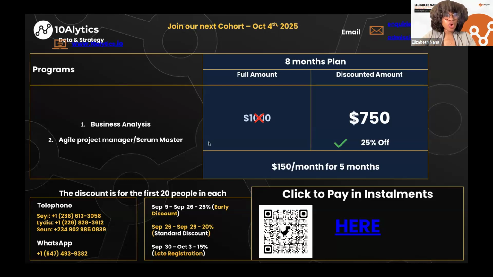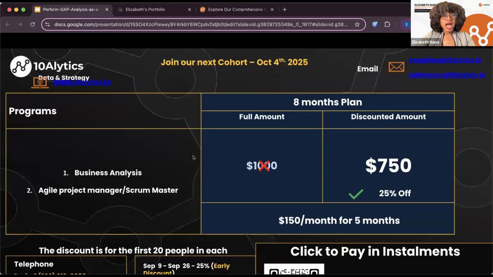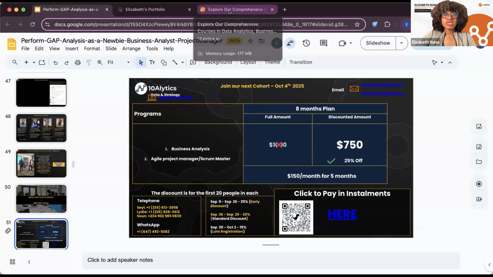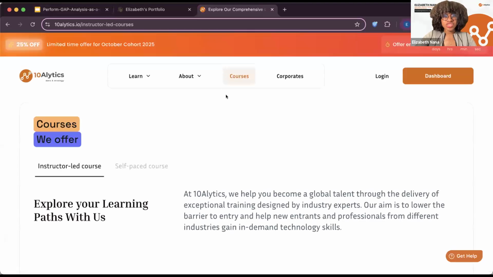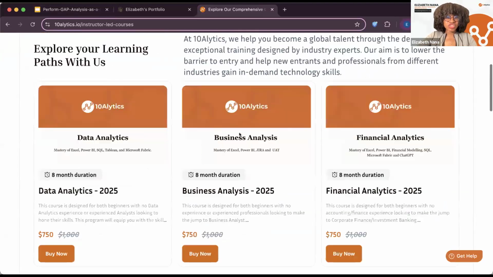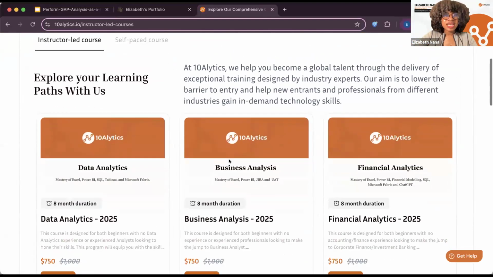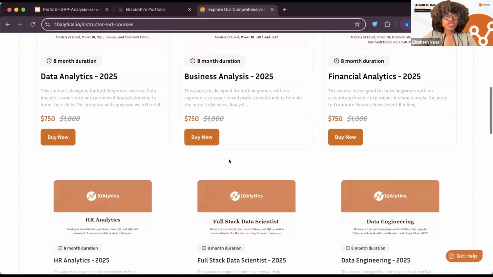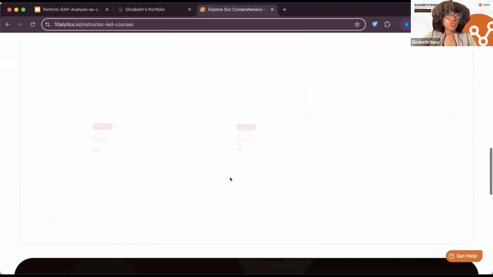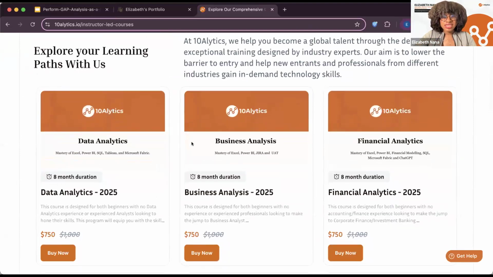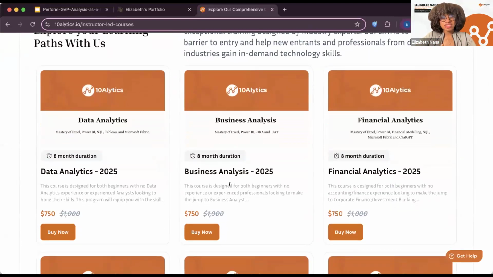Now, let me walk you through what that looks like. How do you go ahead and make payments? My colleagues are dropping the link to the payment gateway, to the website right now, in order for you to register. Once you click on that link that they dropped in the chat, this is exactly what you will see. You are able to see the different programs that we offer. So whether you are going for business analysis or agile project management, you just want to identify the program you're interested in. Let's use business analysis, for example.